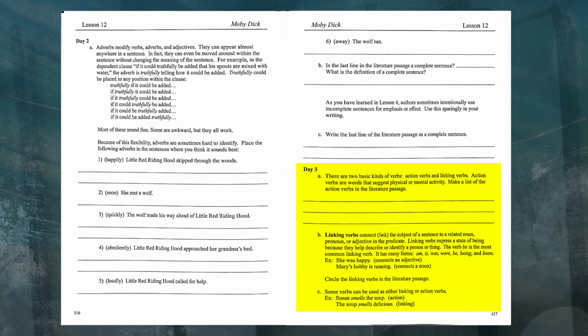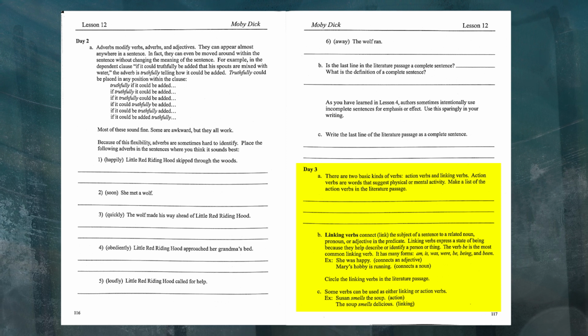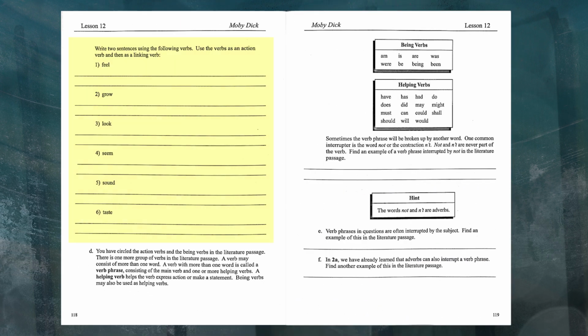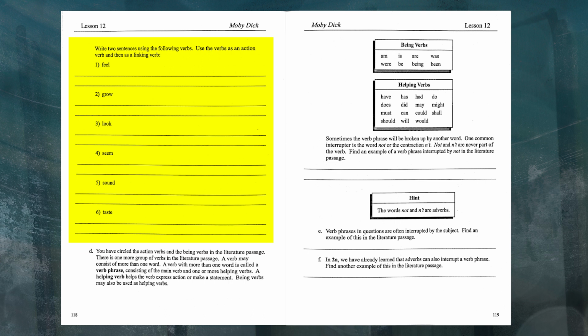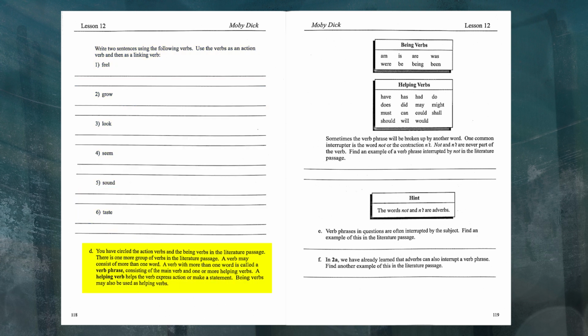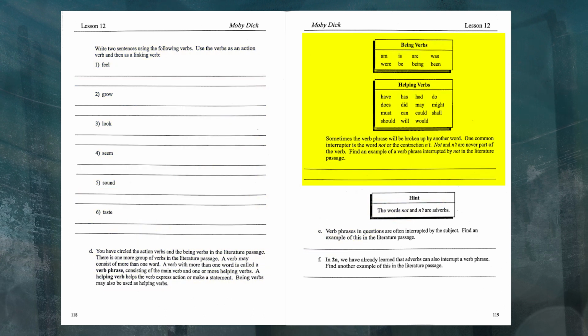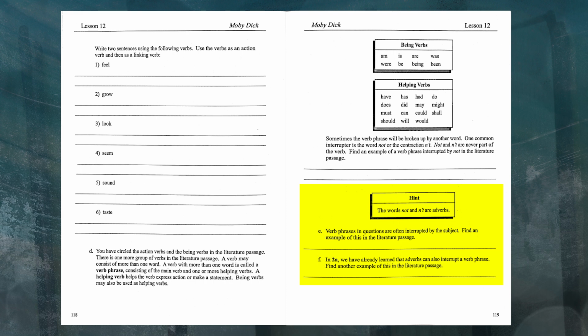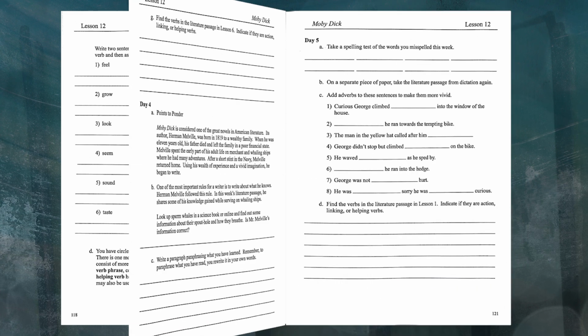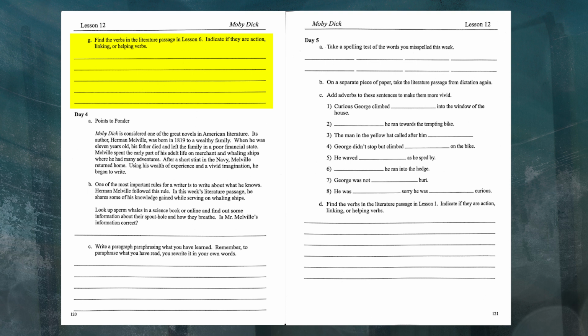Wednesday, verbs. Clarify action verbs and linking verbs. Make a list of action verbs from the passage and circle the linking verbs. Some verbs can be used both ways. Complete the exercise in your workbook. Being verbs can also be helping verbs. Adverbs sometimes interrupt a verb phrase, such as the word not. Go back and look at the verbs in the passage.